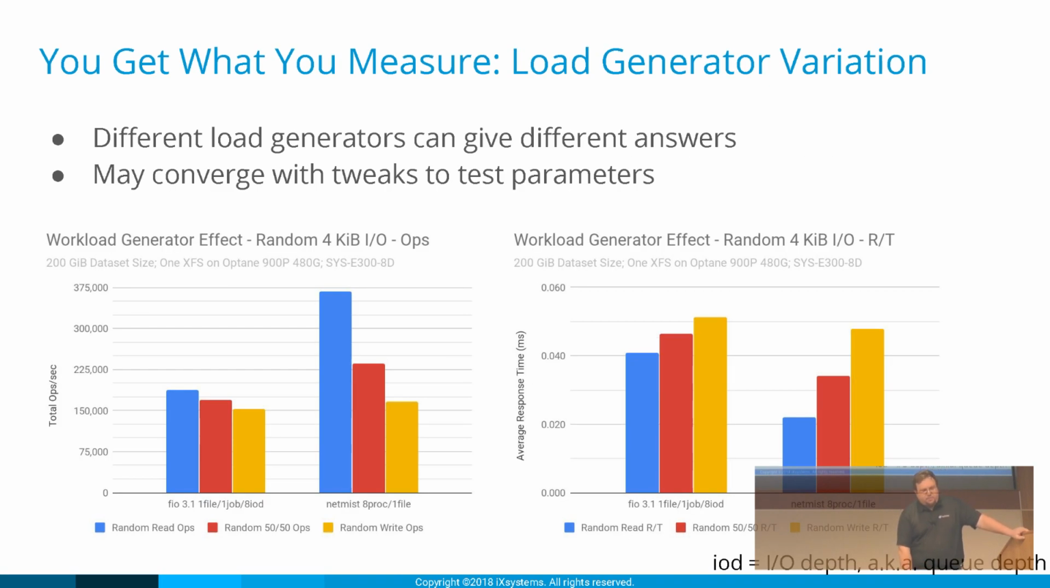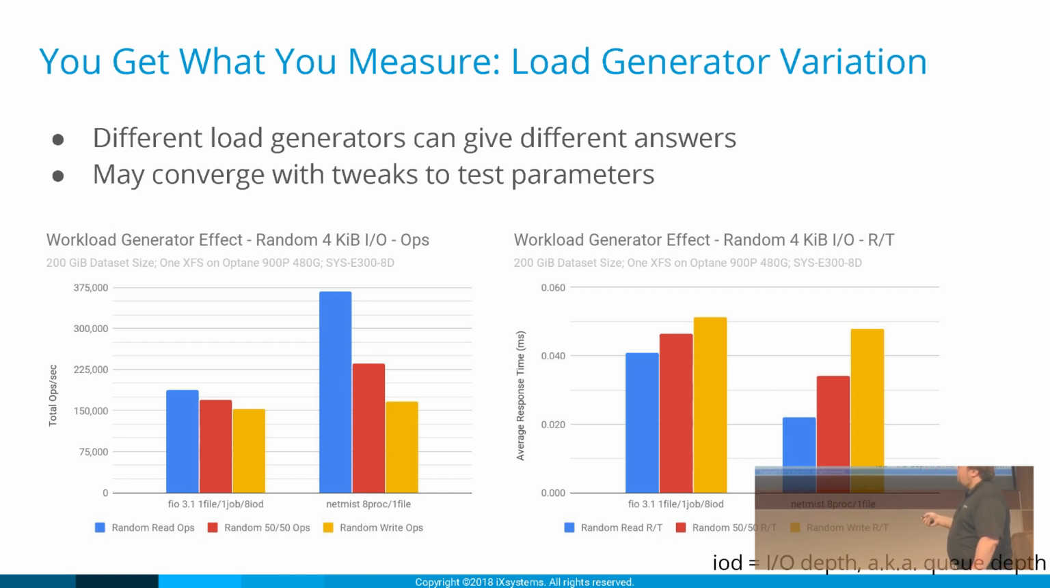So again, continuing with you get what you measure, your load generator can actually change your performance. This is the same testing, but now we're comparing a similar test case with about 8 threads against one file, or an I/O depth of 8, which is functionally equivalent in FiO. So we're looking at FiO on the left versus NetMist, just the core NetMist load generator on the right. And again, we're still running our random 4K I/O test here.